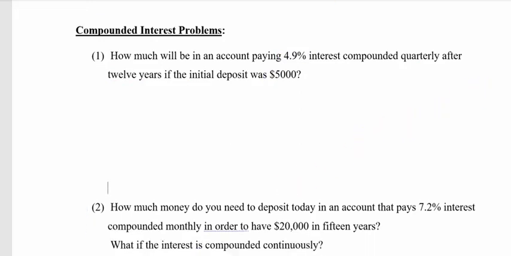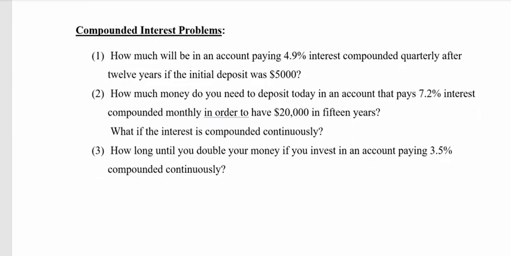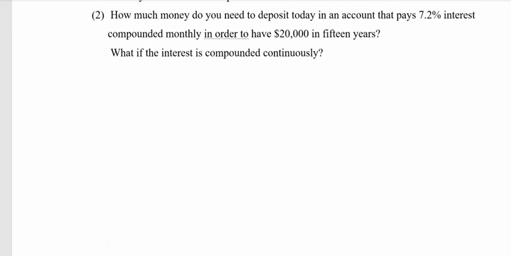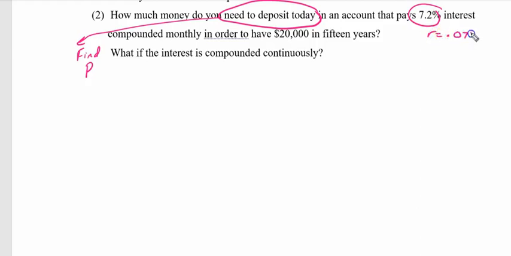Now let's get on to the second one. Okay, so this is a two-parter. How much do you need to deposit today means you have to find your starting amount. So find P. R is going to be 7.2 divided by 100. And 20,000 is what you want to end with. And the amount of time is 15 years.